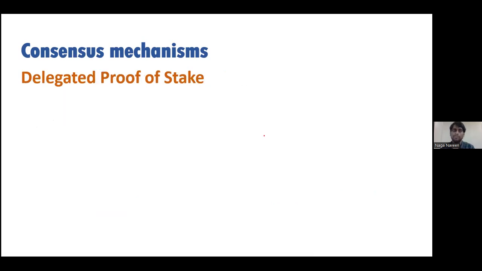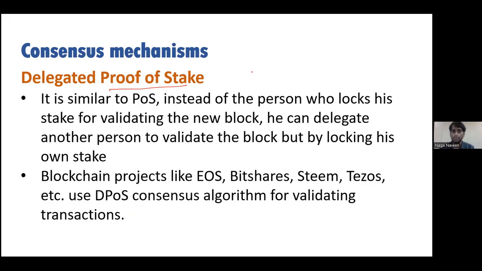So there are even more kinds of consensus mechanism. That is delegated proof of stake. In this, for example, if a person thinks he doesn't have sufficient computing mechanism with him to solve that puzzle, what he does is, instead of solving the puzzle by himself, he will delegate some other person who has a powerful computer by putting his money, let us say $10, at stake and delegating him to solve the puzzle. This is called delegated proof of stake.